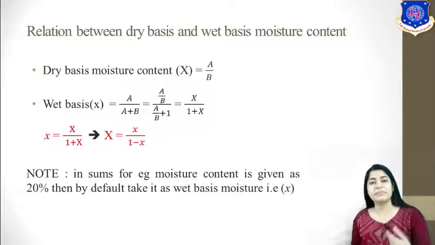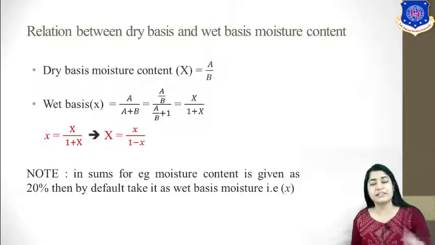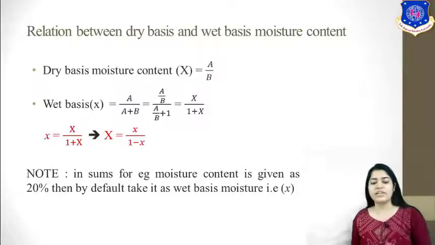So that is representation of what? Your wet basis is your mass or mole fraction, whereas your dry basis is a weight ratio, A by B, weight of moisture upon weight of dry solid. So your wet basis fraction is equal to capital X upon 1 plus X. You can remember this.